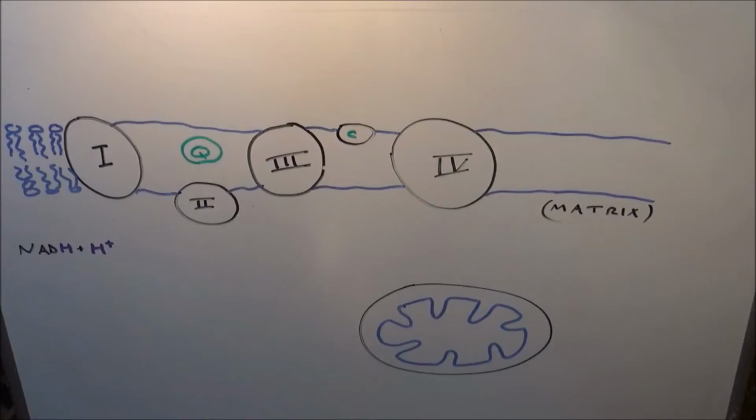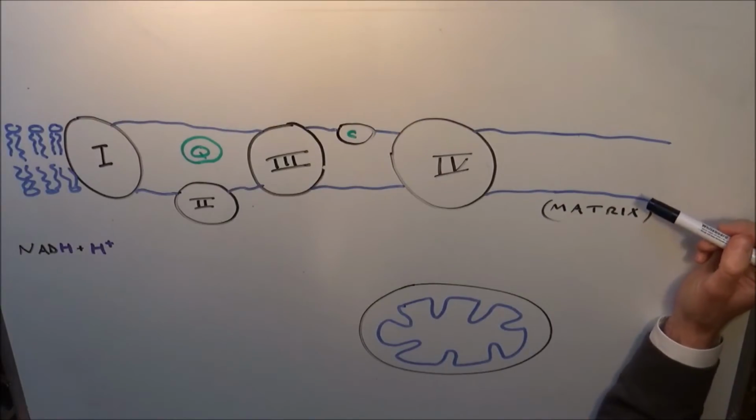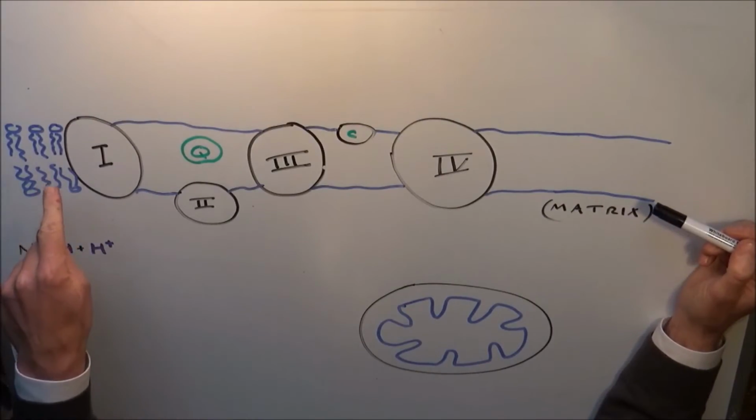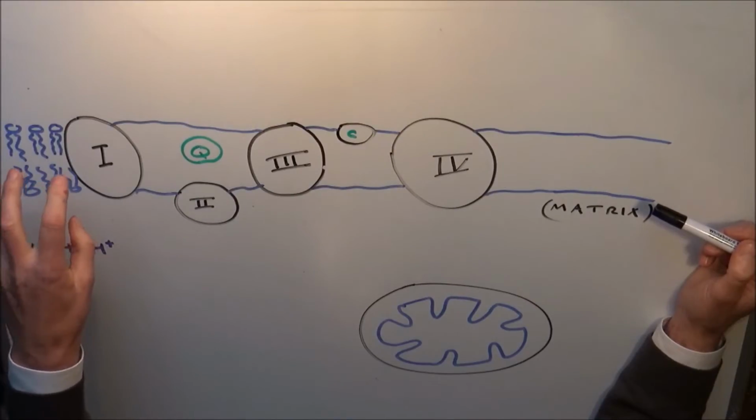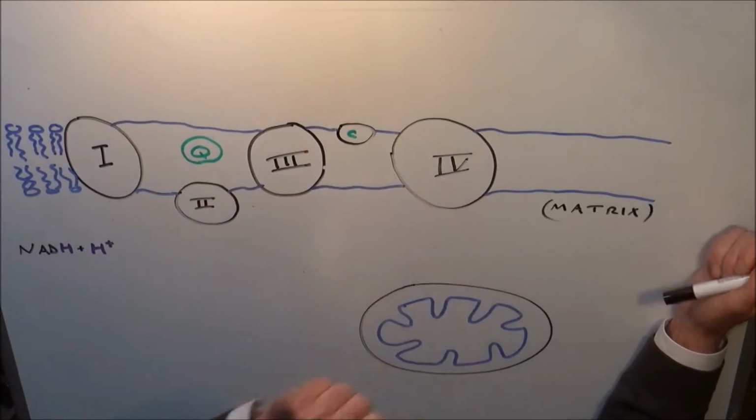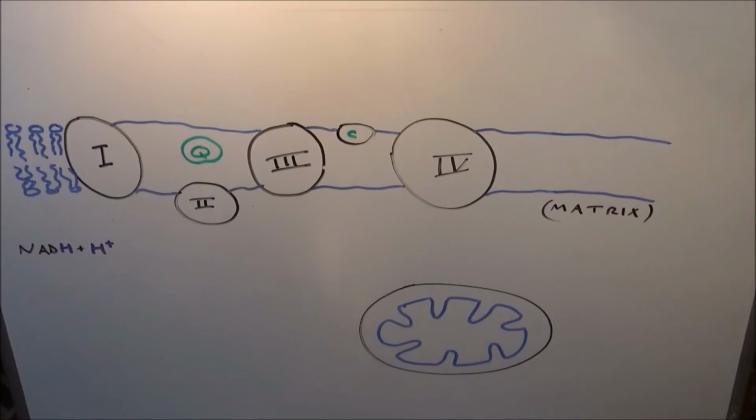In this diagram then we can see how the various complexes and Q and C are arranged in relation to each other in the inner mitochondrial membrane. So this is this blue section here. I've just shown some of the phospholipids to remind you that it's a lipid bilayer, but only for a section. But of course it's all a lipid bilayer. So this inner mitochondrial membrane is this blue part here with the cristae.